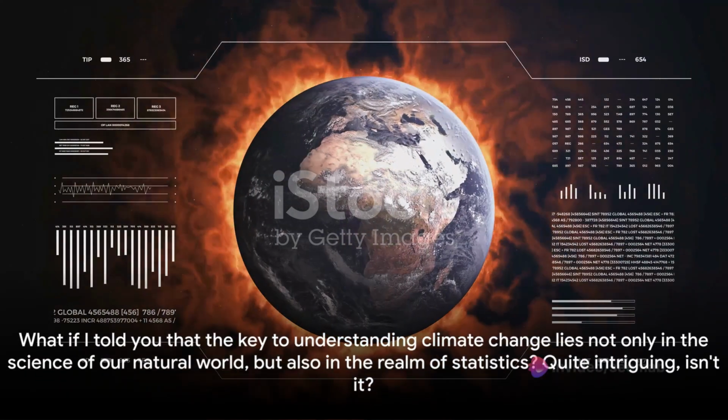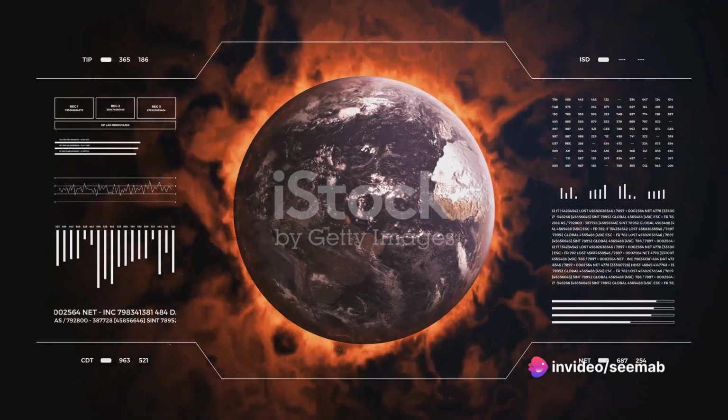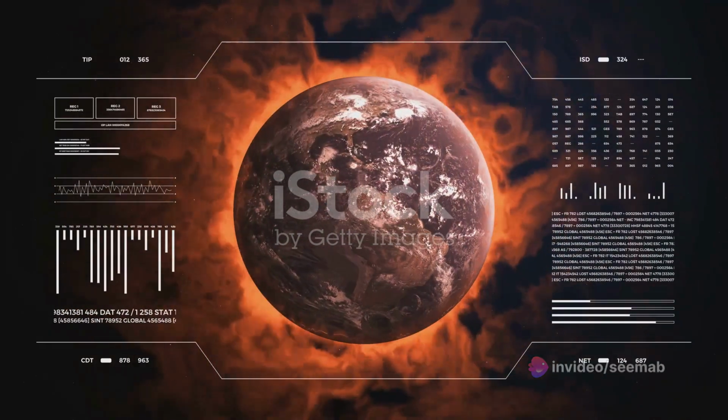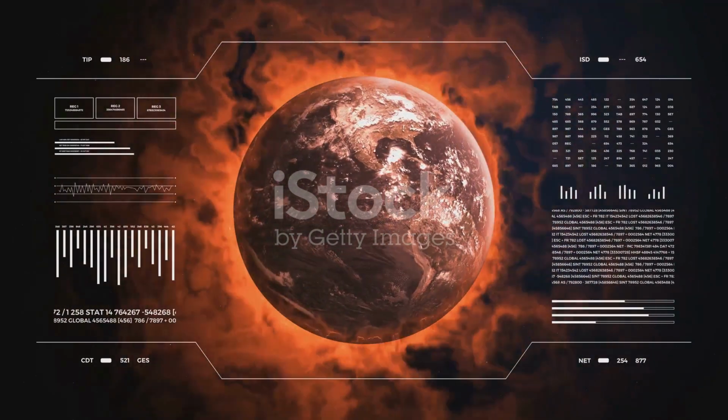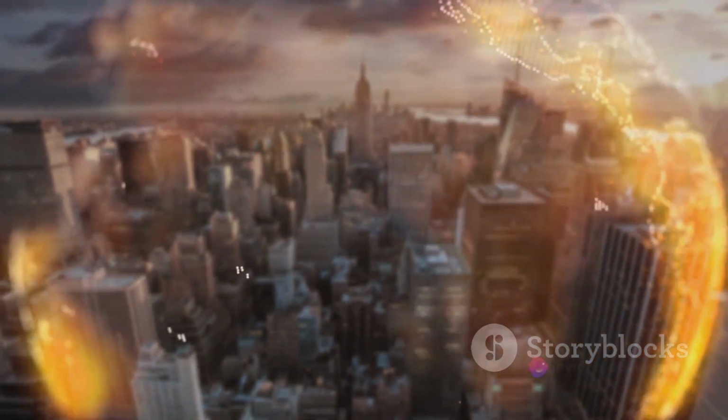What if I told you that the key to understanding climate change lies not only in the science of our natural world, but also in the realm of statistics? Quite intriguing, isn't it? This is where the fascinating field of geostatistics comes into play.